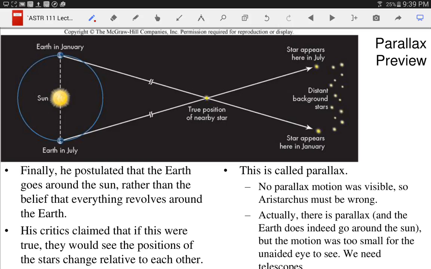Aristarchus finally said that the earth is going around the sun. Based on his observations, that was his conclusion. The earth is going around the sun. Now remember, this is still more than 300 years before Christ was born. The idea of the earth going around the sun. But other philosophers said, nay, nay.